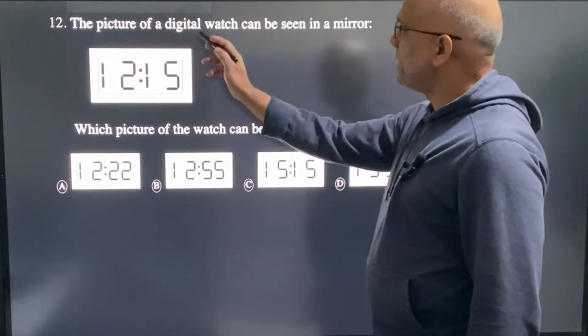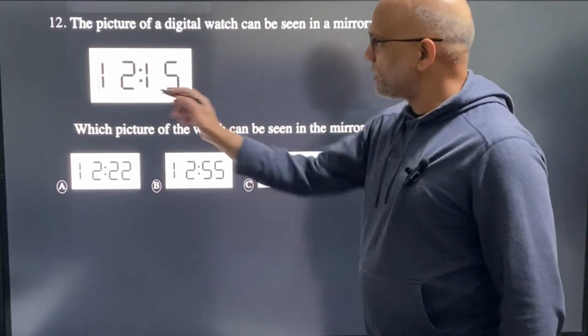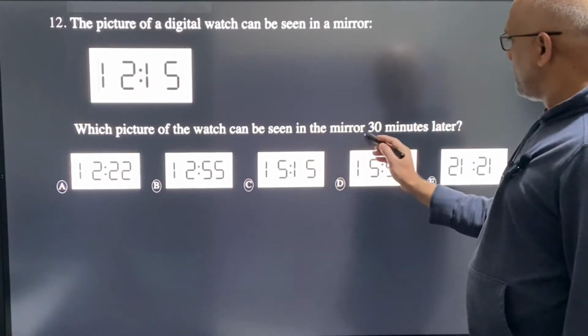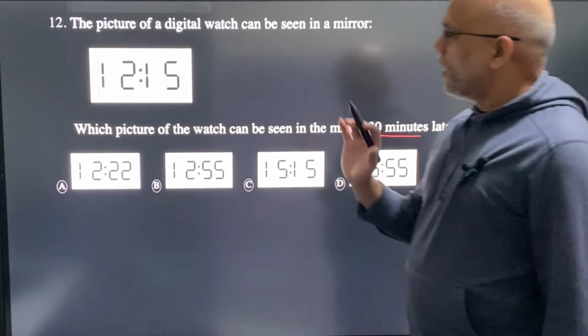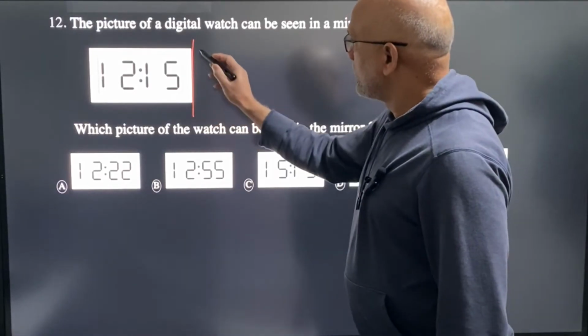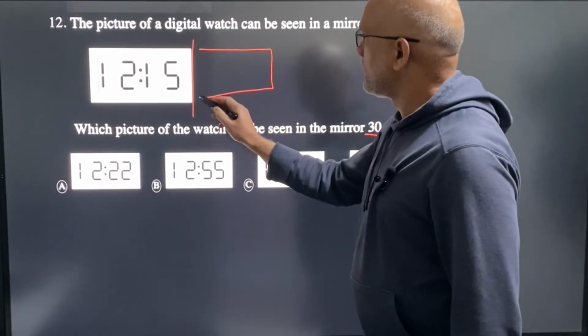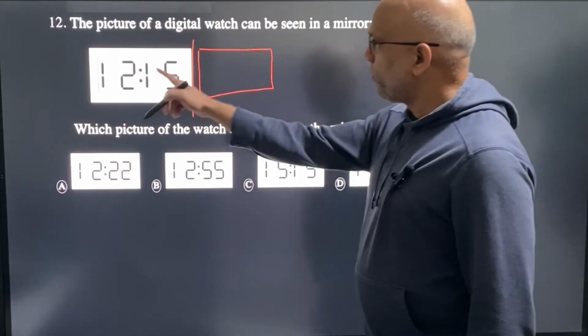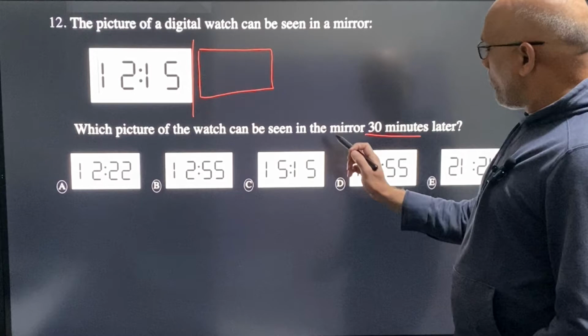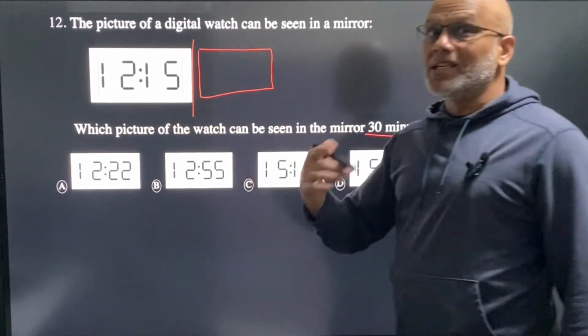The picture of a digital watch can be seen in a mirror. So this is the reflection in the mirror. Which picture of the watch can be seen in the mirror 30 minutes later? All right, so what we are seeing is the reflection. So let's say the watch is somewhere here, and what we are seeing is the reflection, and this is the mirror. All right, so what we will see here 30 minutes later.